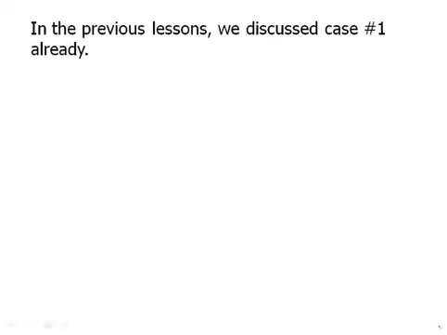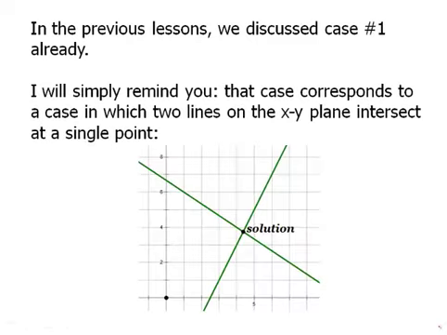Now, in the previous lessons, we discussed case one already. We discussed that in great detail, how to find the single solution, either by substitution or elimination. I will remind you, that case corresponds to two lines in the xy plane intersecting at a single point. Usually, you pick one random line, another random line, and you just get those lines intersecting at a single point. So that is by far the most common case, but it's not the only case, and there are two other cases possible.